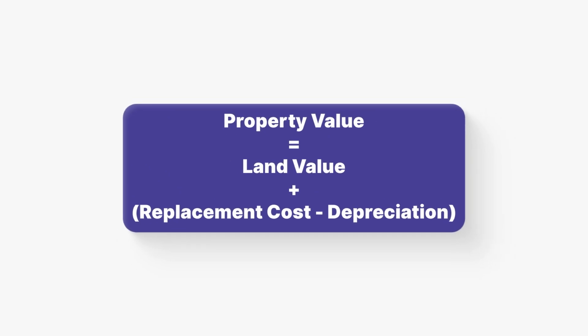Here is the formula. Property value equals land value plus the total of replacement cost minus depreciation. You take the cost of building the property, subtract some money for wear and tear, that's the depreciation, and then add the value of the land it's sitting on. Let's read together this question example.